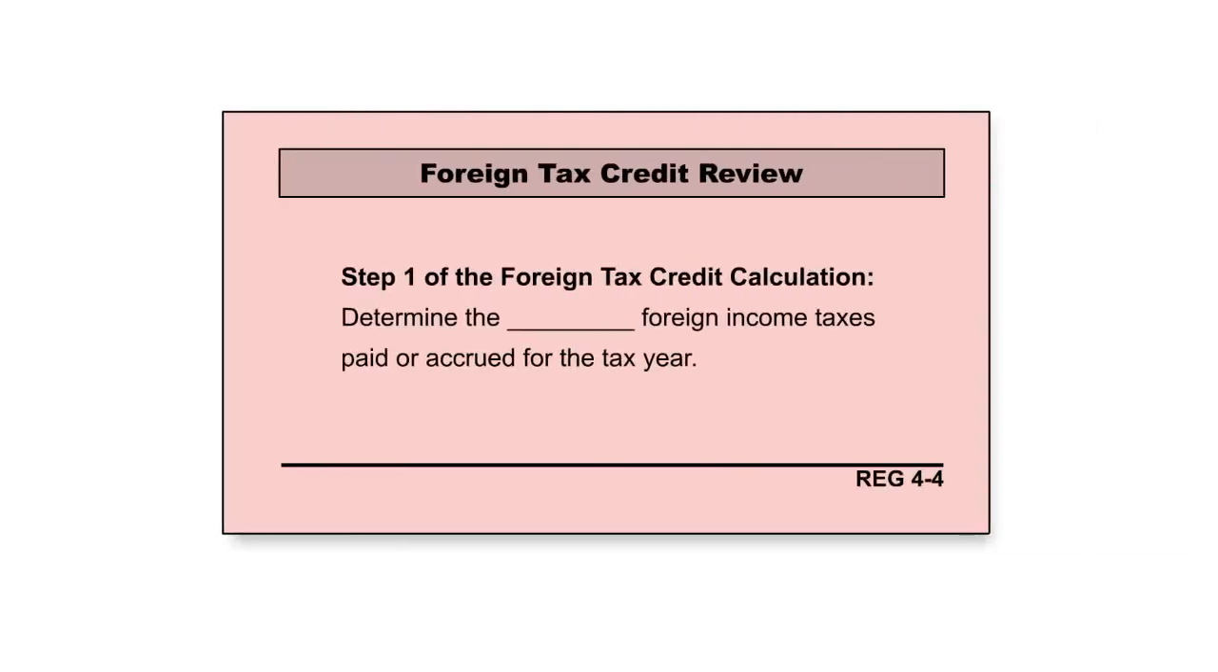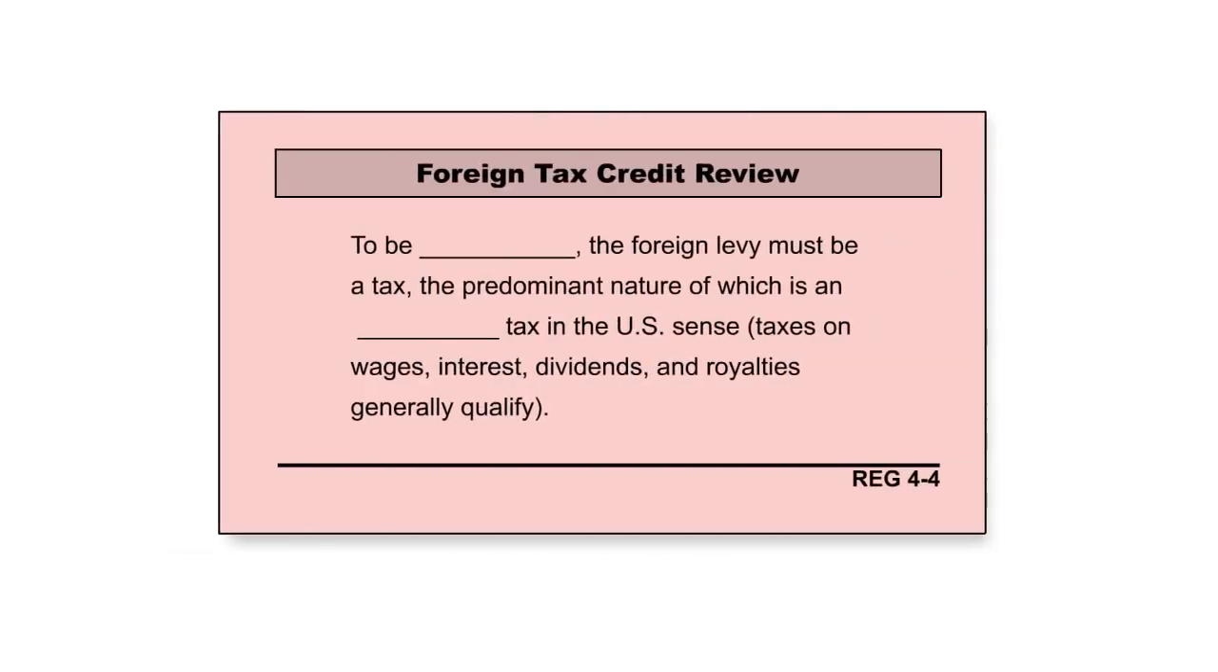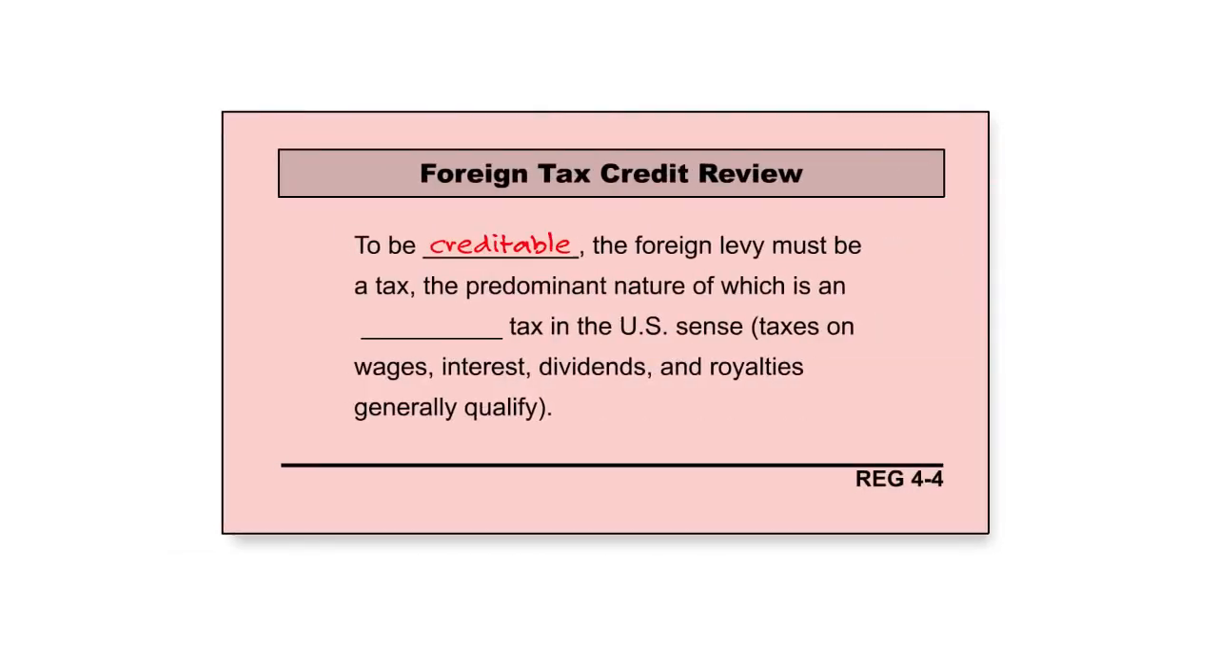Step one of the foreign tax credit calculation is to determine the qualified foreign income taxes paid or accrued for the tax year. To be creditable, the foreign levy must be a tax, the predominant nature of which is an income tax in the U.S. sense. In other words, taxes on wages, interest, dividends, and royalties would generally qualify.